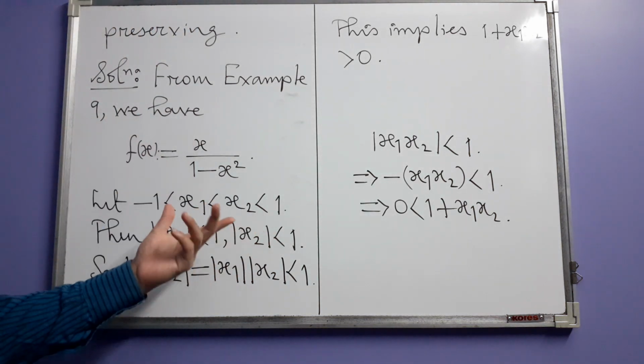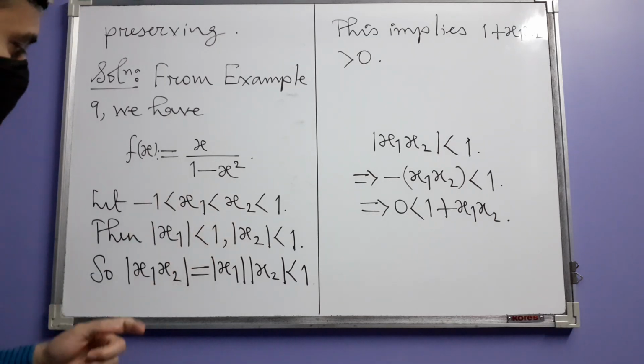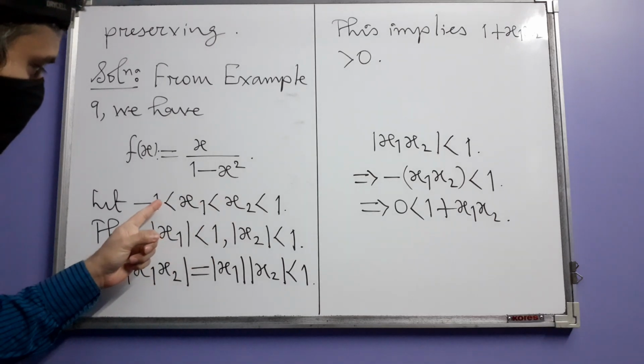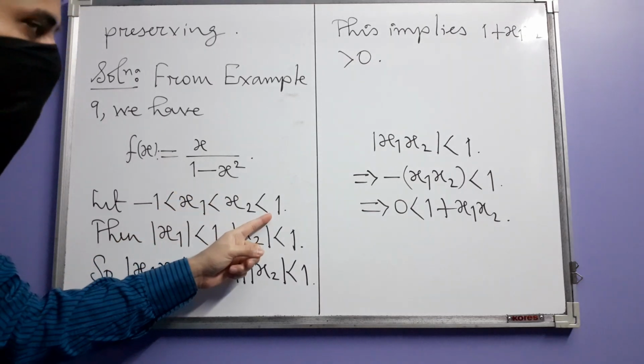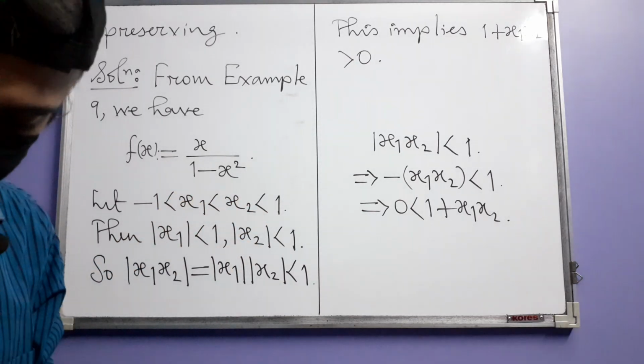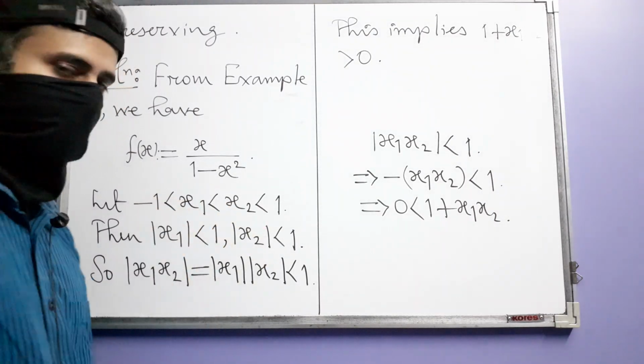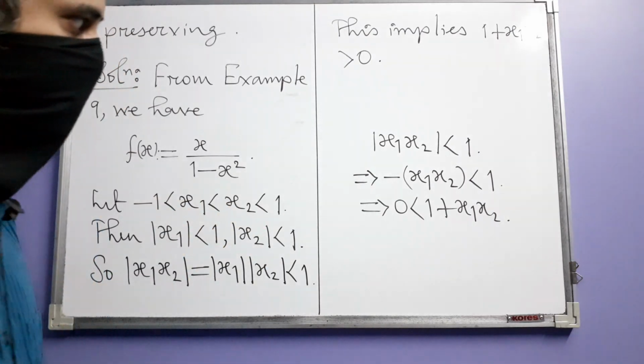We get another thing from this middle inequality. You see, so far we have only used this inequality and this other one, but now we are going to use the middle one also. The middle one tells us that x2 minus x1 is also positive.